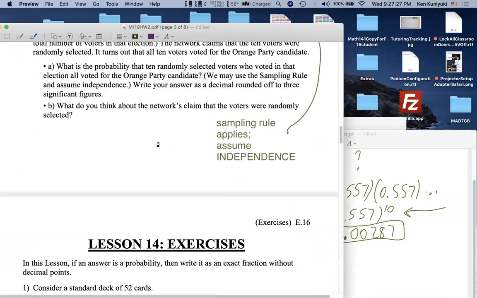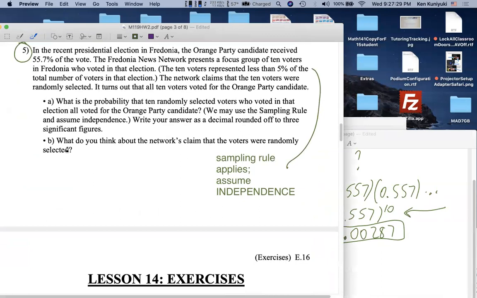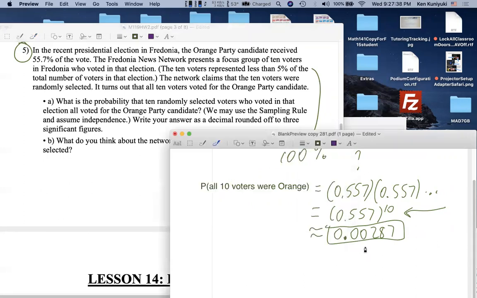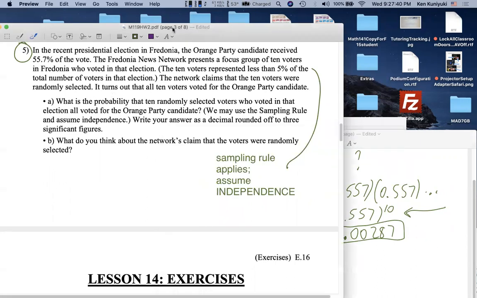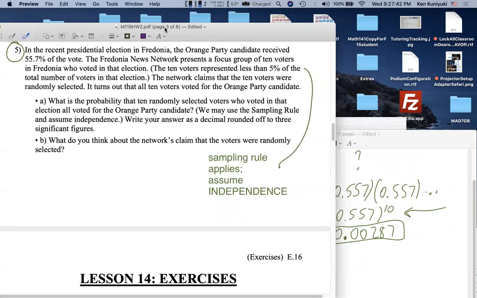Hence, part B, the practical inference problem. What do you think about the network's claim that the voters were randomly selected? The probability of this happening by chance is 0.00287. The Fredonia News Network says, look at these 10 voters, and it turns out that all 10 voted orange. What are you thinking? Sampling error or bias? Bias. Yeah, I don't think it's sampling error. I think it's bias.